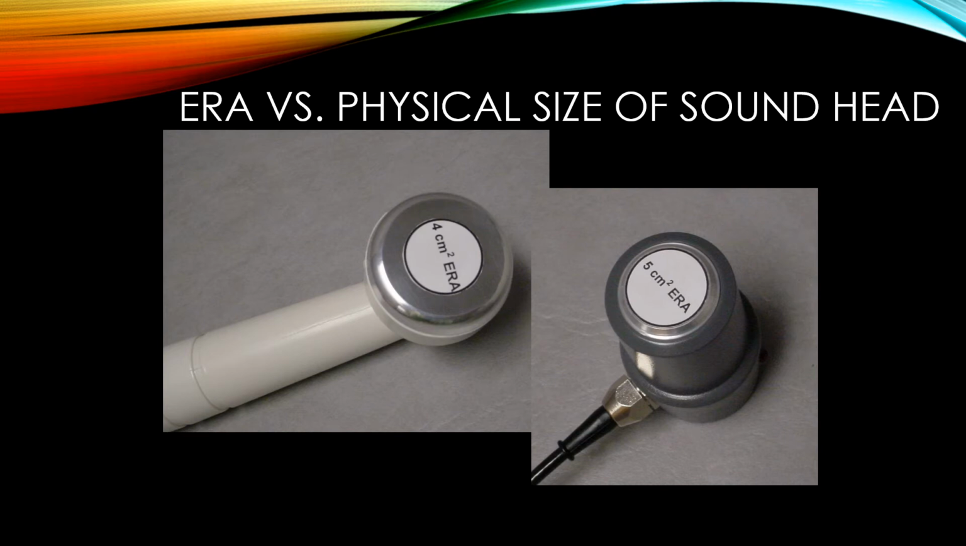And there's a wide margin, probably more than half of the physical area of that sound head, that's just doing nothing. So it's important to understand how much of your sound head is actually active, or what the relationship is between the ERA, which is labeled on your sound head or cord, and the actual physical size of the sound head.